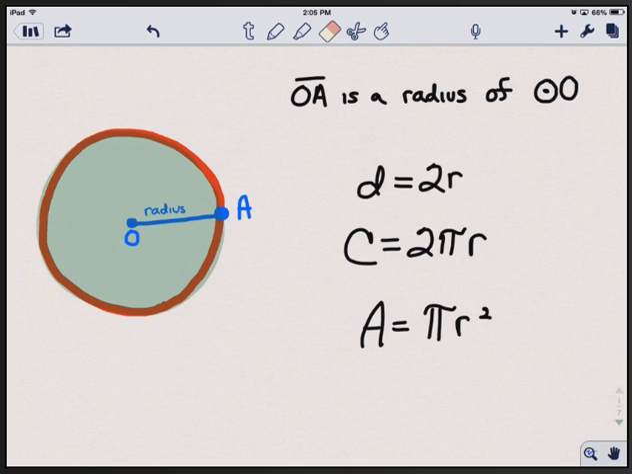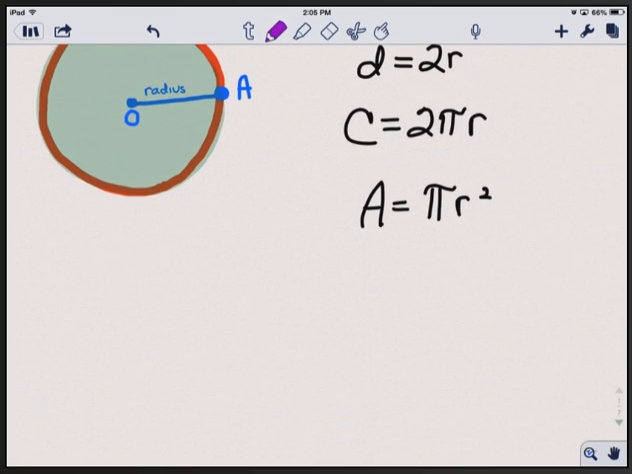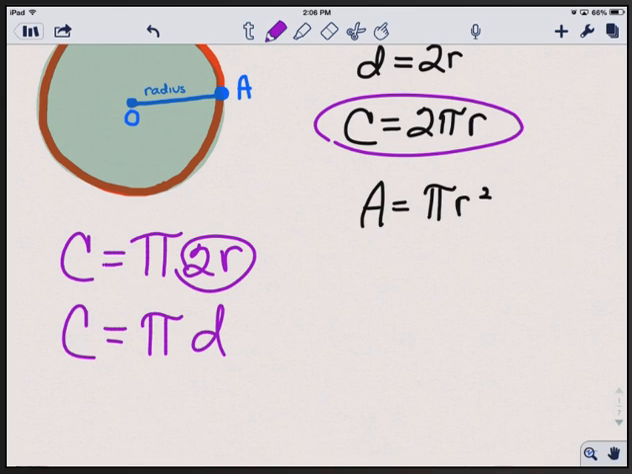So we have three formulas technically. The diameter is 2 times the radius. The circumference is 2 times pi times the radius. Now the circumference can also be stated as circumference equals pi times 2 times r, if we just rearrange the terms from this formula over here. But 2 times the radius is also called the diameter. So you could also say the circumference is pi times the diameter. But when you see the answer, it's going to look more like this, the diameter times pi.